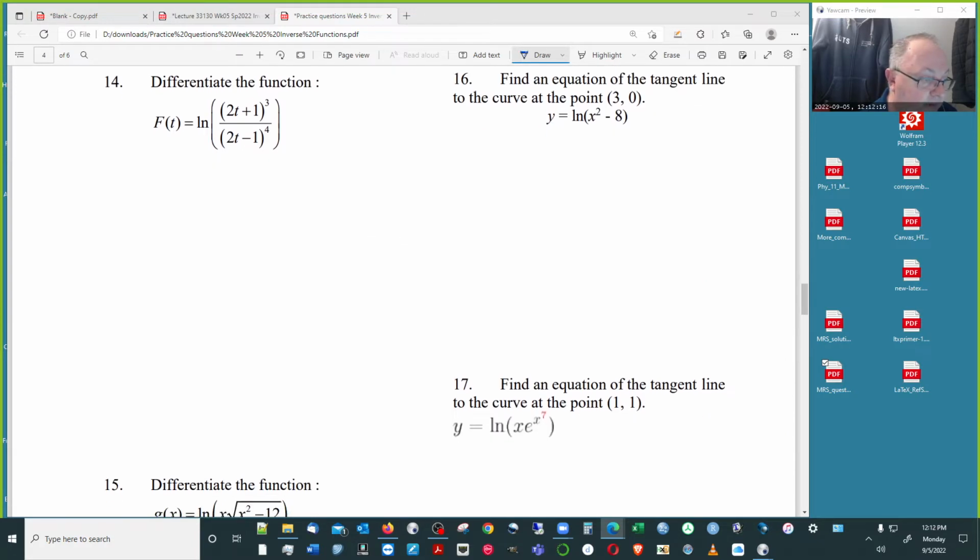All right, differentiate the following function. Boy, goodness gracious me. Okay, so the first thing we can do is invoke log laws.